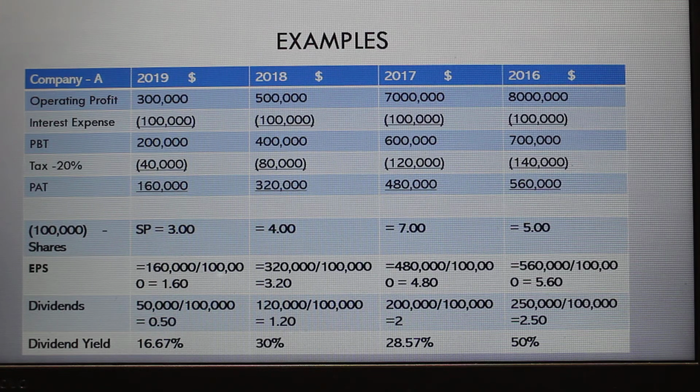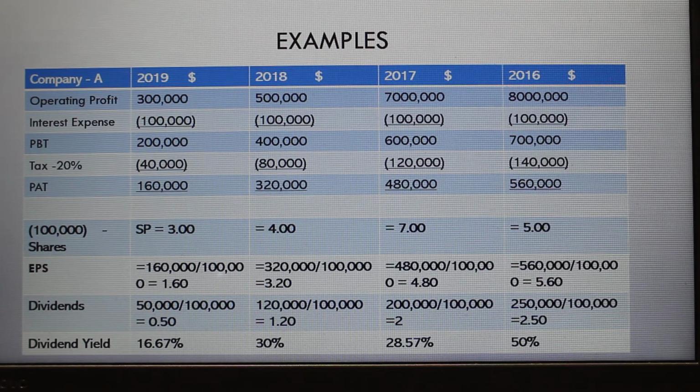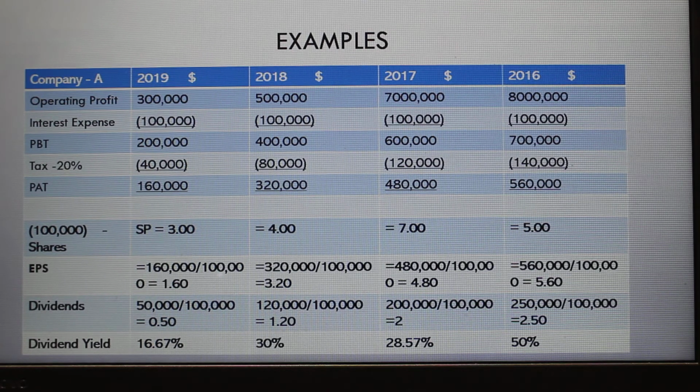Then if we look at 2017, we see there is profit after tax of 480. If the share price is now $7, compared to the previous period when the share price was $4, it has actually increased by $3 over the period. But let's look at our earnings per share. 480 is the profit for the period. If we divide it by the amount of shares of 100, that gives us $4.80.